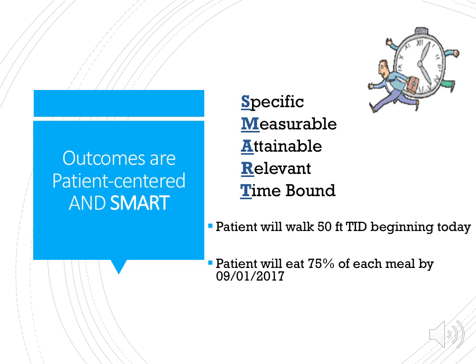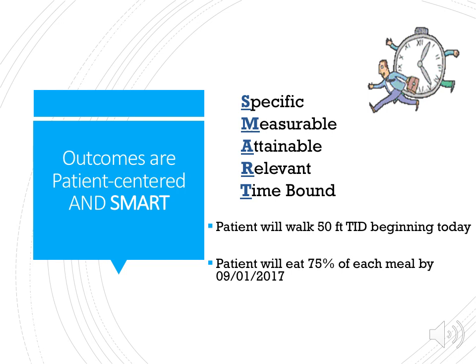All right. So a goal or an outcome here is: patient will walk 50 feet TID, meaning 3 times a day, beginning today. So the outcome that we want is that the patient will walk. If I just said patient will walk, is that telling me anything? So it's going to tell me how far, how often, and when we're going to start it, right? Another example: patient will eat 75% of each meal by 9/1/17. It's giving me the end date.